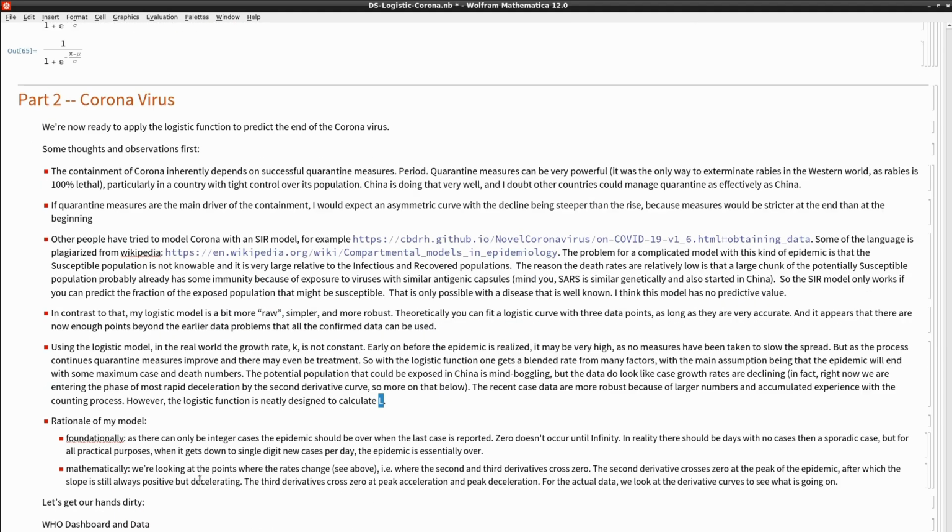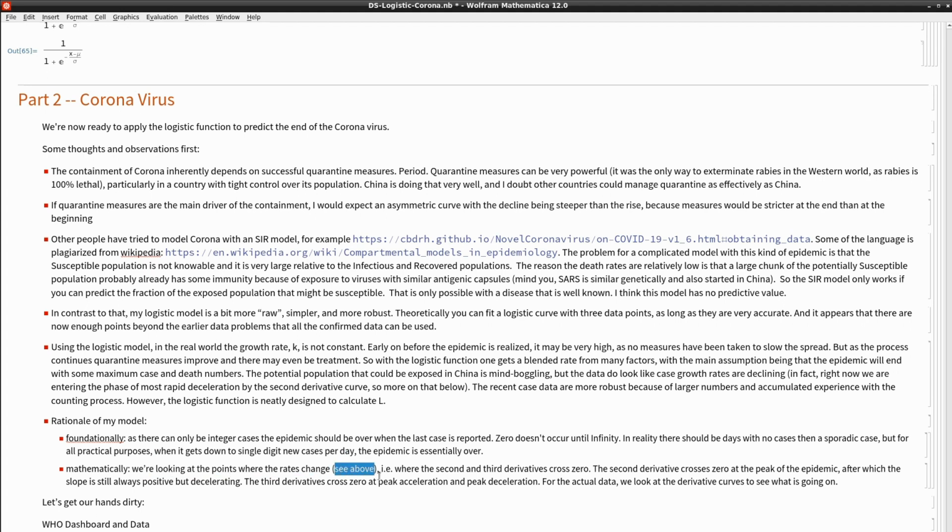And I now explain the rationale of my model. So in terms of a foundation, I point out that there can only be integer cases in the epidemic, and the epidemic should be over when the last case is reported. 0 itself doesn't occur until infinity. That's just part of how these distributions work. And in real life, there should be days with no cases, but then comes up a sporadic case. But for our practical purposes, when it gets down to single digits of new cases per day, the epidemic is essentially over.